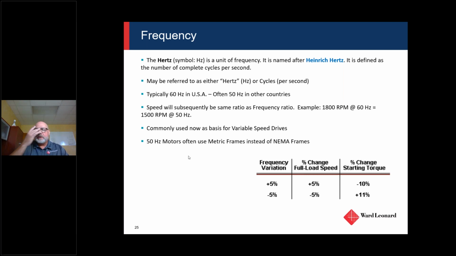Yeah, and that's a good point there too. If we get into metric motors, if we get something from overseas, that is one of the things that we're really going to verify: do we have a 50 hertz motor or a 60 hertz motor? And that's the thing your motor shop should be asking, or are you asking them, just to verify that frequency if you are indeed using a metric frame motor, because it's going to make a difference.